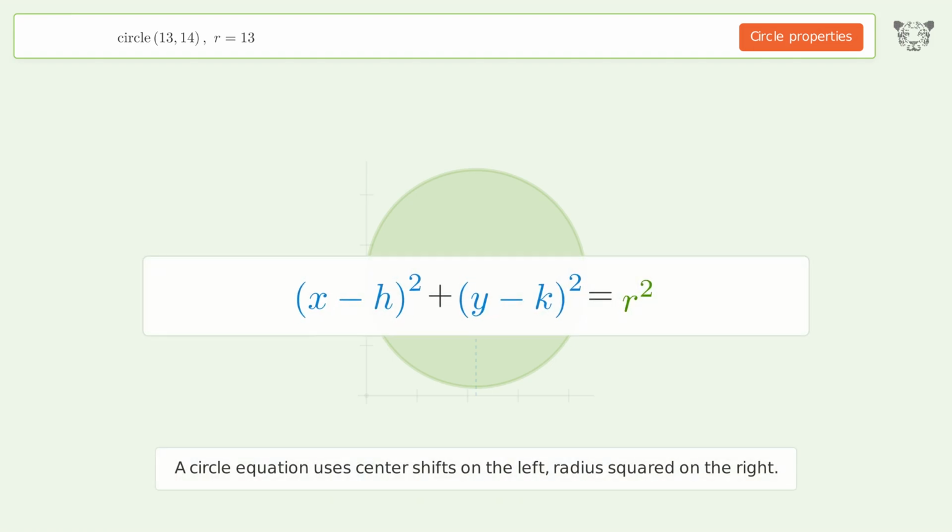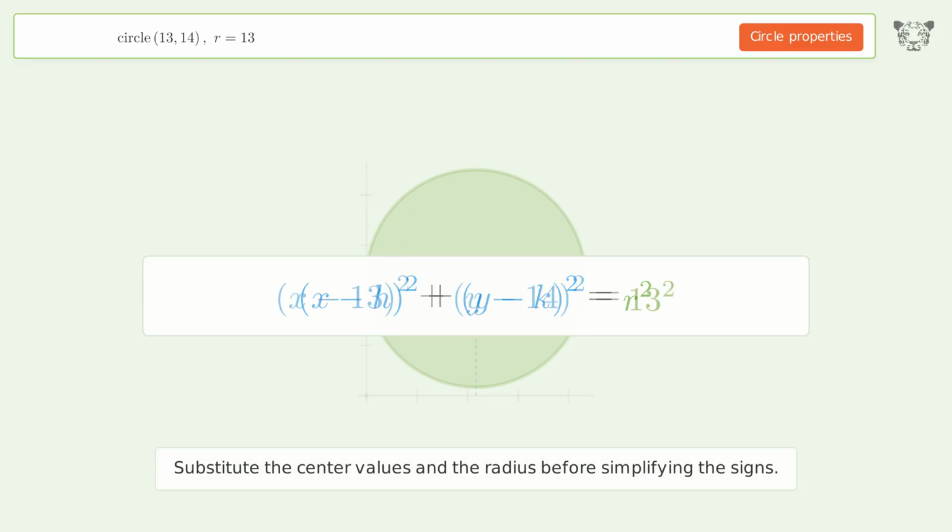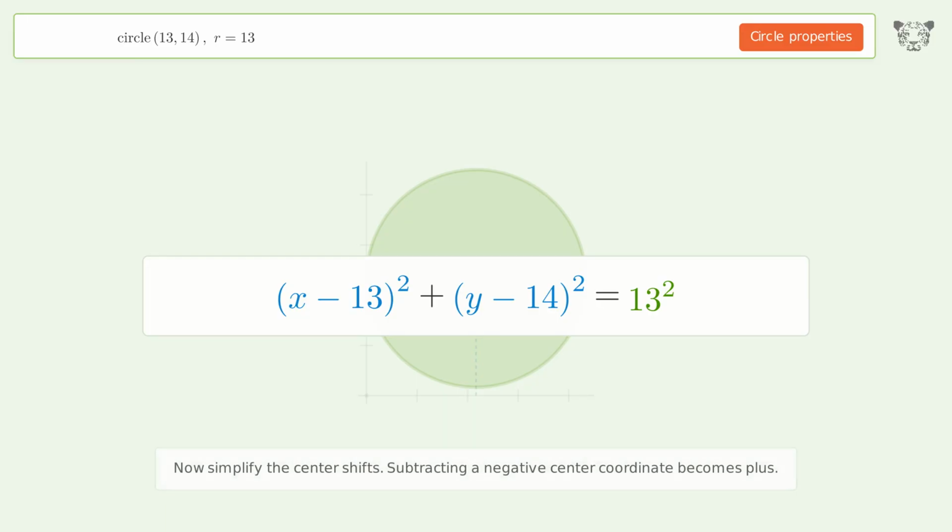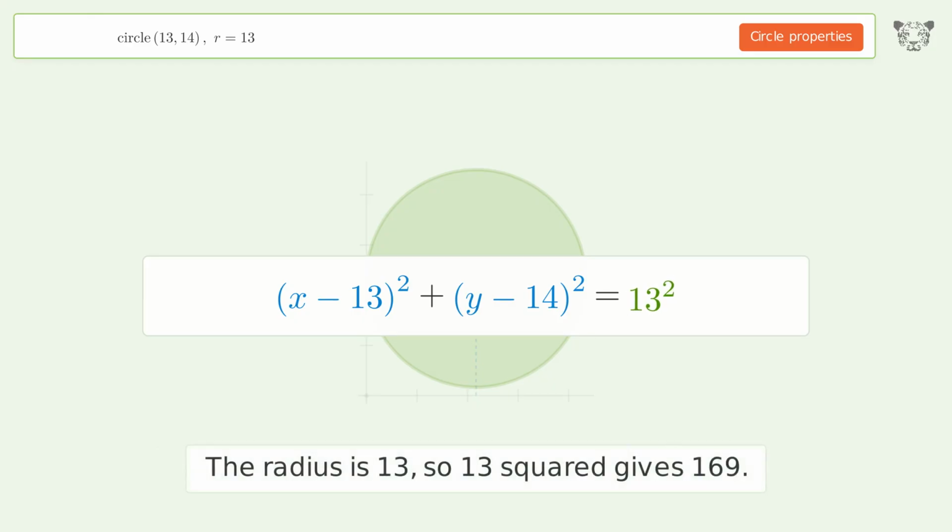A circle equation uses center shifts on the left, radius squared on the right. Substitute the center values and the radius before simplifying the signs. Now simplify the center shifts. Subtracting a negative center coordinate becomes plus. The radius is 13, so 13 squared gives 169.